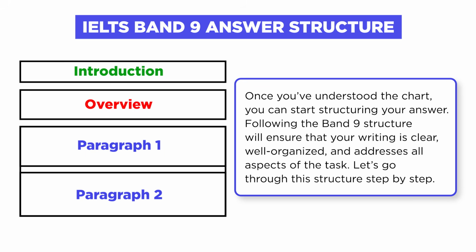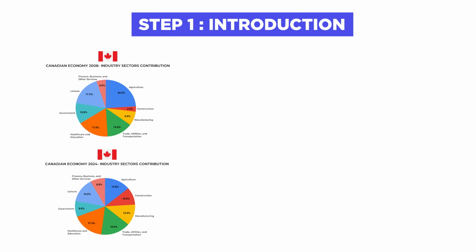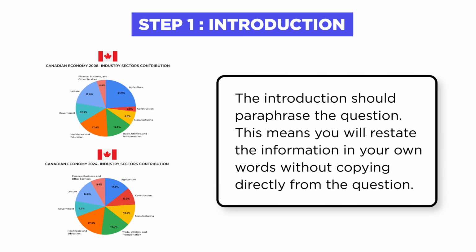Following the Band 9 structure will ensure that your writing is clear, well-organized, and addresses all aspects of the task. Let's go through this structure step by step. Step 1. Introduction. The introduction should paraphrase the question. This means you will restate the information in your own words without copying directly from the question.